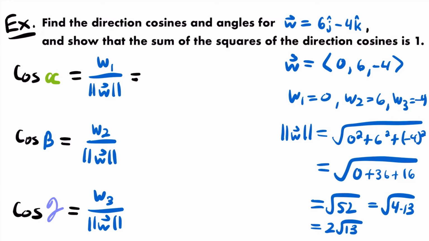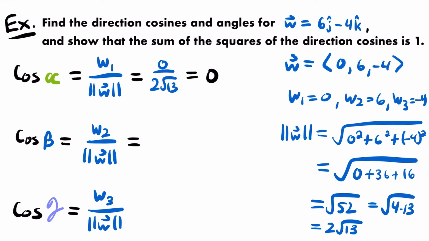For cosine of alpha, we'll have W1 divided by the magnitude of vector W, so we'll have 0 divided by this magnitude. So I'll write that down, 0 divided by 2 square roots of 13. And that's actually just going to be equal to 0, right? 0 divided by anything is just 0, so cosine alpha is equal to 0.